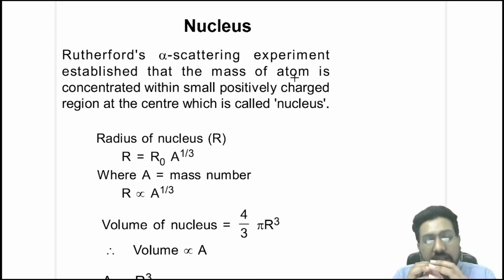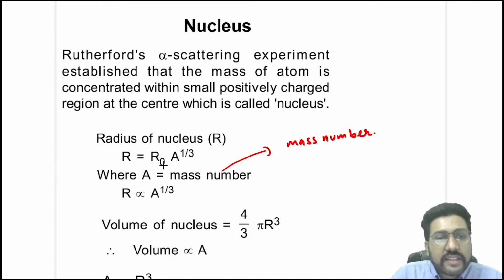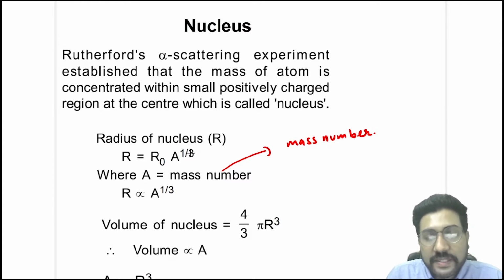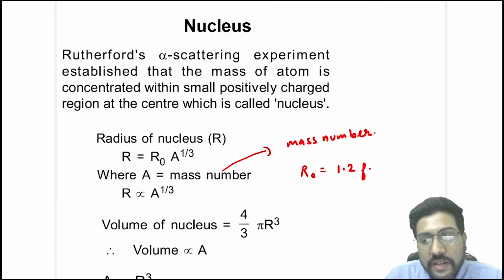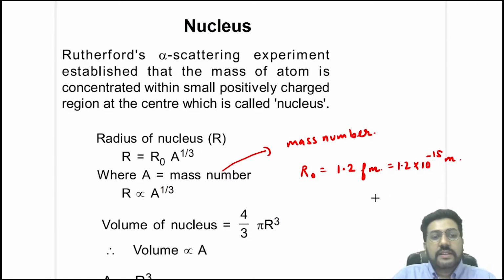So we will assume that the nucleus is a spherical region whose radius is given by R = R0 A^(1/3), where A is called the mass number. Now we'll discuss what is mass number. That means R is directly proportional to A^(1/3). Okay, and this R0 is a constant, and the value of R0 is 1.2 femtometer, that is 1.2 × 10^-15 meter.